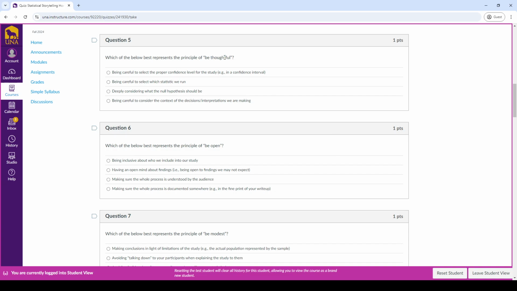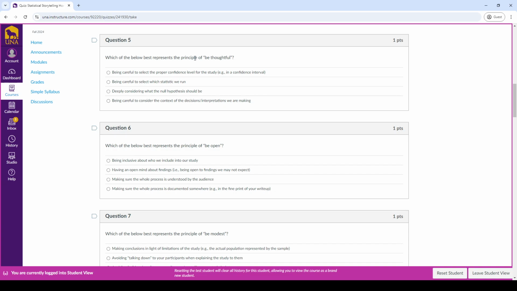All right, the principle of be thoughtful. So let's see. Be careful to select the proper confidence interval or confidence level for the study. Careful to select which statistic we run. Well, it's not bad. Deeply considering what the null hypothesis should be. Again, not bad. Careful to consider the context of the decisions and interpretations we're making.